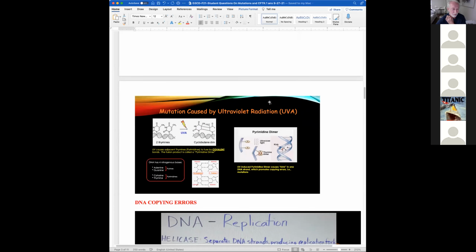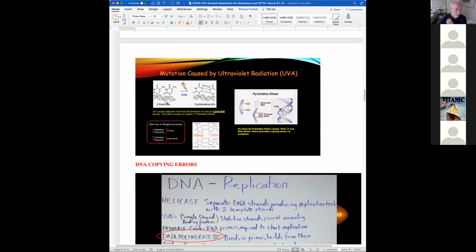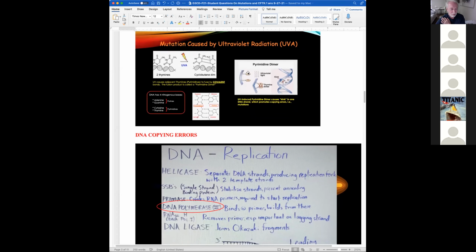Okay, so let's take mutation caused by ultraviolet radiation. If you remember, we talked about thymine dimers, also known as pyrimidine dimers. So if there are two thymines on a DNA strand adjacent to each other, then UV light can cause these thymines to fuse, to form covalent bonds between them. On the right here, you see that illustrated. Two thymines form a thymine dimer, and that causes a bend in the DNA. Here it's referred to as a kink. Think of this kink as just a bend in the DNA.